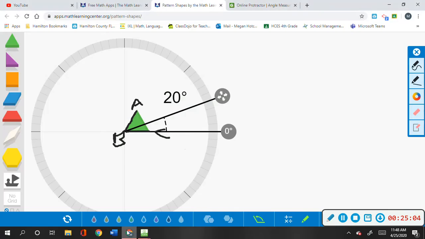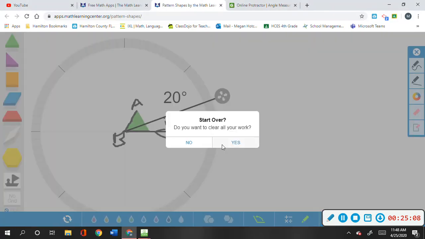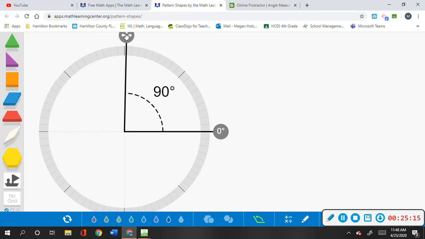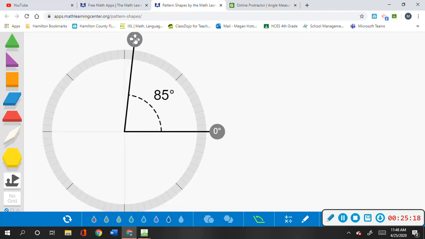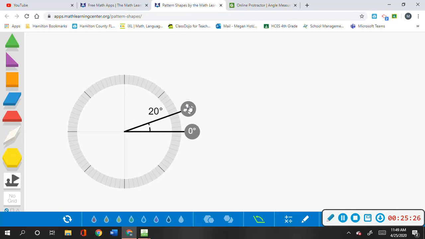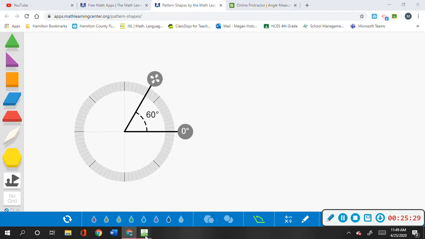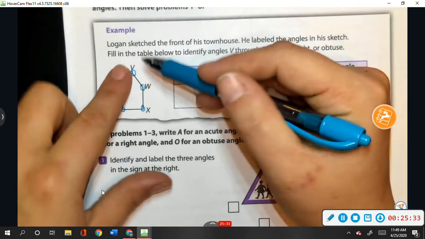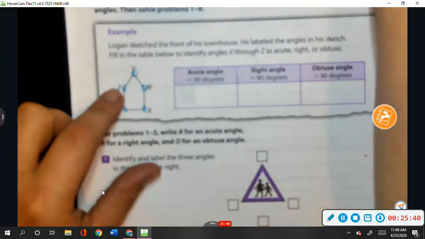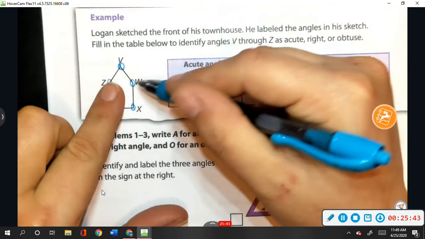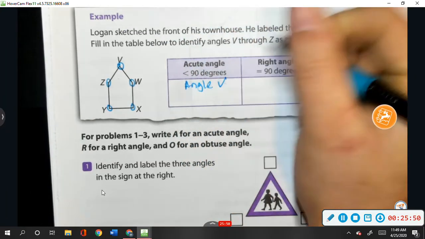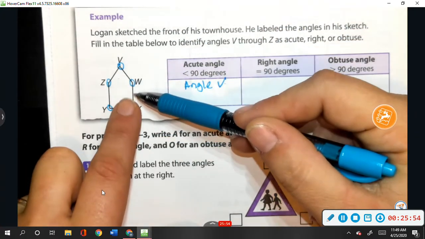So anything that is less than this 90 degree mark, so if it's 89 degrees, it's going to be acute. If it is 60 or lower, it's going to be acute. Any of these angles are going to be considered acute. Get a good visual of that, how that looks. Then let's go back and look at this first top angle. So is that going to be more than 90 degrees? No, it's going to be less than 90 degrees. So we're going to put it over here. Angle V.